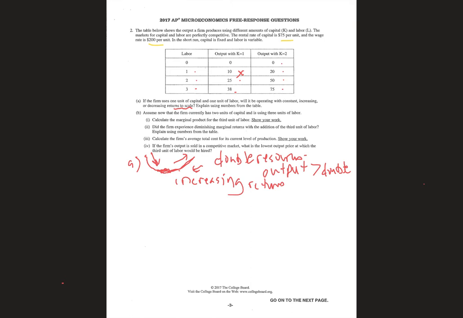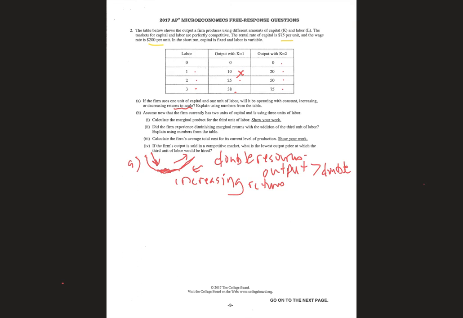If I wanted to use numbers from the table, I would do what I just said: if I double my resources, from one worker and 1 capital to 2 workers and 2 capital, my output will go from 10 to 50, which is more than double.